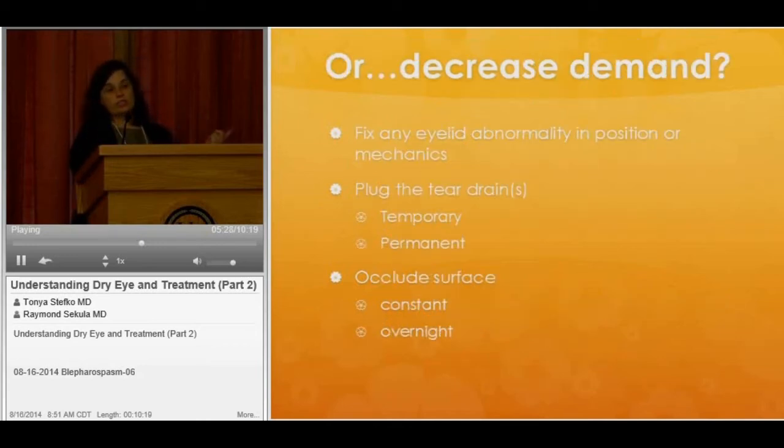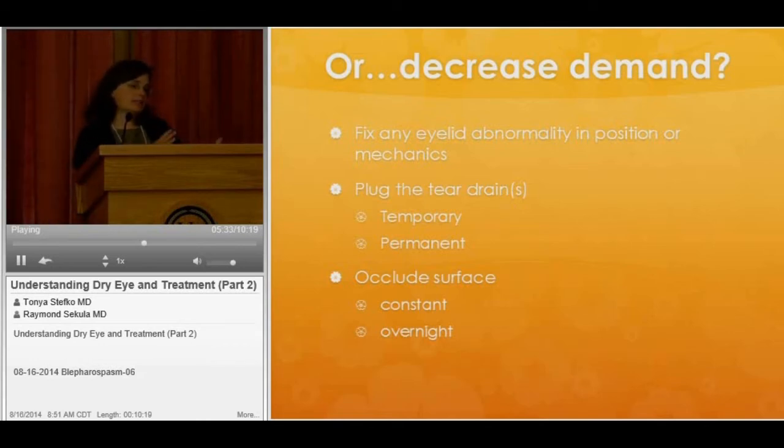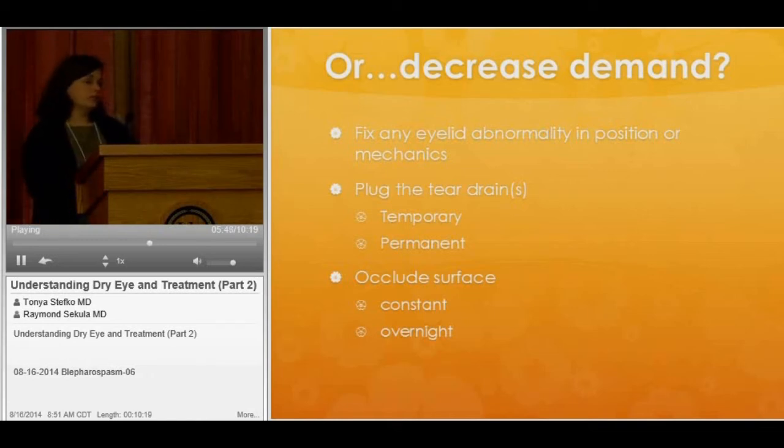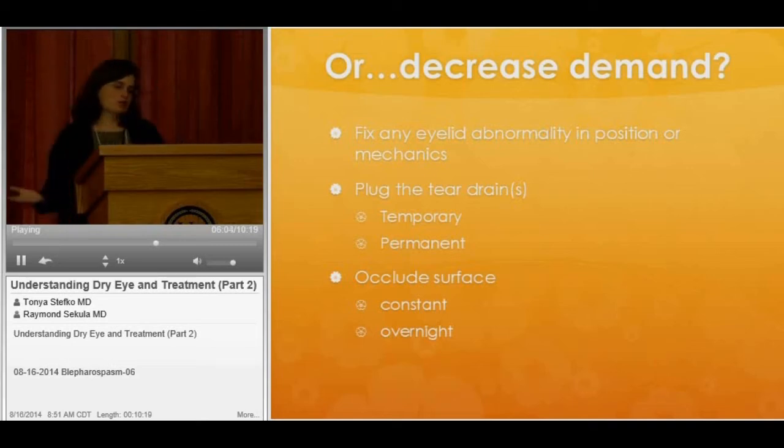So what if you could decrease the demand too? And I'm sort of a mechanic, and this is what I think about. I could decrease the demand by fixing any eyelid abnormality that you have. If your windshield wipers aren't working, I can give you new wipers, and I can make them actually contact your cornea. I can plug up the drains for the tears, either temporarily with little silicone plugs that we can pop out if you don't like them, or permanently with cautery once you've enjoyed the temporary ones and proven that you're not going to come back hating me because you're tearing.